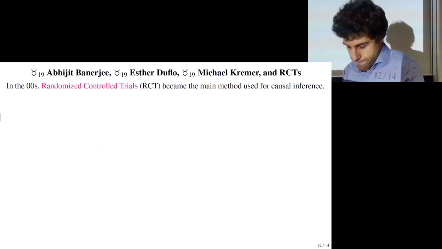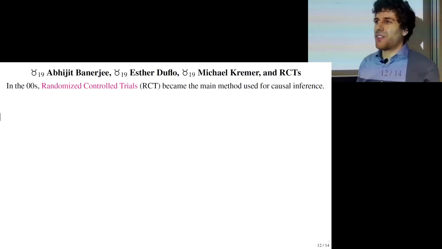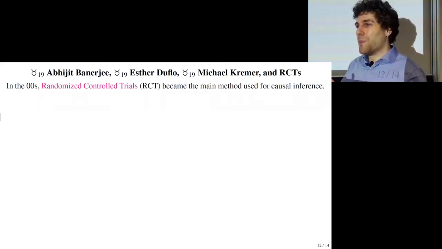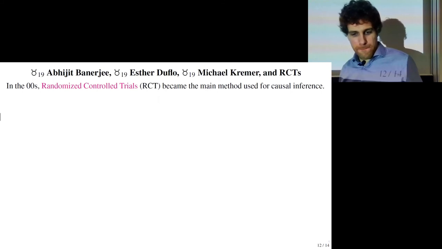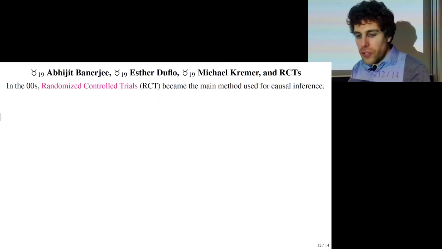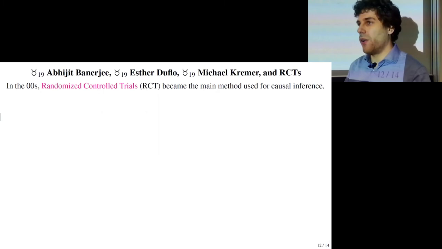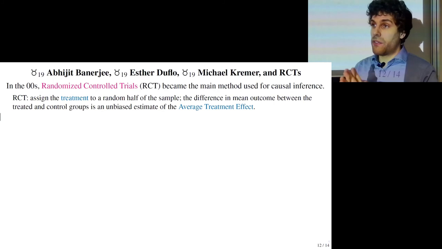So with the credibility revolution, economists started to require more convincing proofs of the hypotheses in the models, and the main method now used for causal inference in development economics is randomized controlled trials, the same as in medicine. The idea is very simple, and this is why it's very convincing.